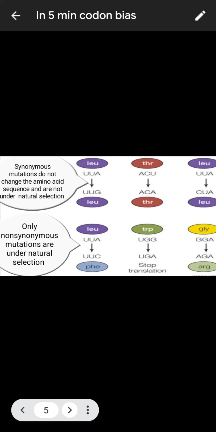If you go down lower, you can see the mutation where the leucine is changed to phenylalanine. In this case, a UUA goes to a UUG. These mutations were considered in evolution to be non-synonymous, meaning not the same. And these were the codons that were changing the body and causing natural selection.